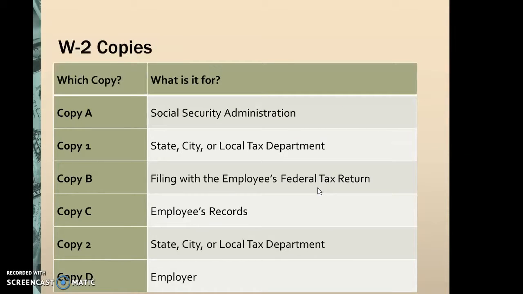So when you get your W-2, you have a Copy A that goes to the Social Security Administration to report how much Social Security you have paid in. Copy 1 of your W-2 is for your state, city, and local tax department. Copy B is where you file it with the employee's federal tax return when you get your taxes completed. Copy C is for the employee records. Copy 2 is for the state or local tax department, and Copy D is for the employer. So as you notice, when you do get your W-2s at the end of the year, there are quite a few different copies, and each copy does have a purpose.